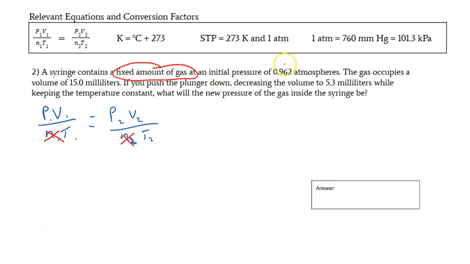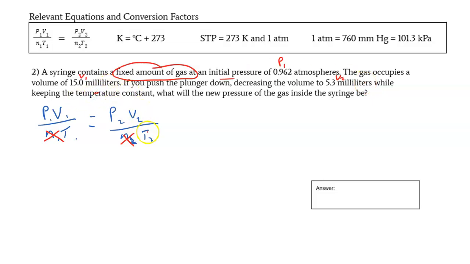Okay? We have an initial pressure of 0.962, so that's going to be my P1. The gas occupies a volume of 15 milliliters, so that is going to be my V1. If you push the plunger down, decreasing the volume to 5.3 milliliters, so that's going to be my V2, while keeping temperature constant.